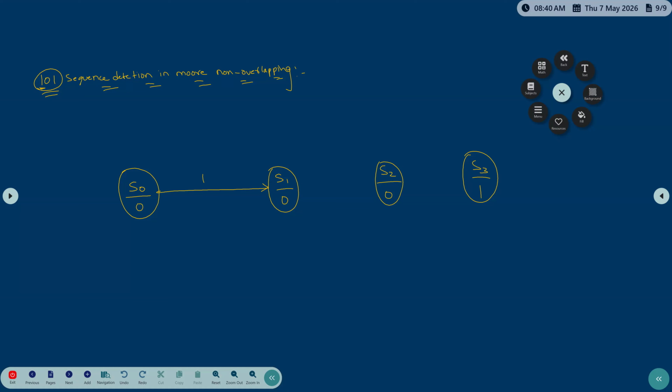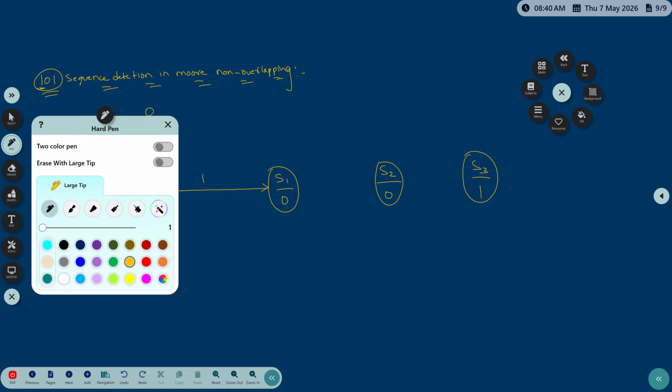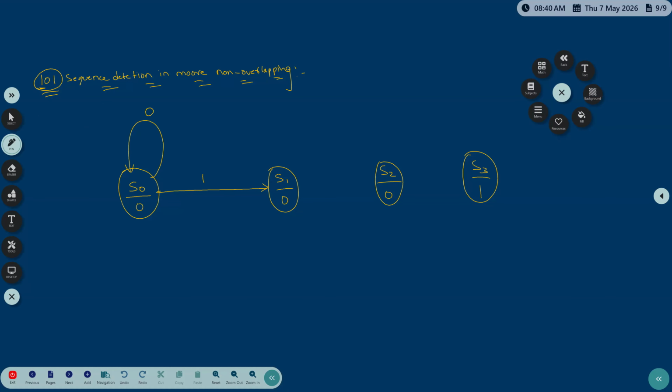Clear? So if 0 comes, where do we need to go? If 0 comes, that is not our sequence detection, so I need to stay in the same state. Stay in the same state when 0 comes. Now this S1 has already detected 1. So now we have two chances. After this 1, we can get a 0 or we can get a 1.